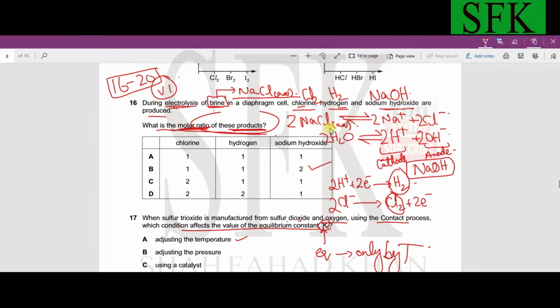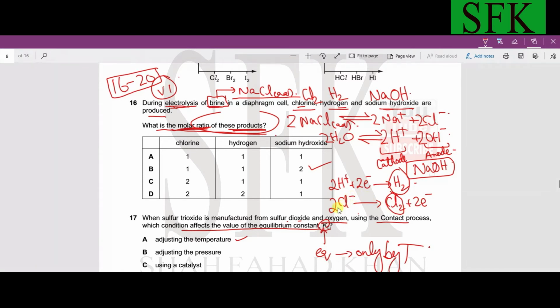First of all, if we start from NaCl alone, NaCl will dissociate to form sodium and chloride ions. Just ignore the twos for a bit. Water present there will dissociate to give H+ and OH- ions. These two cations will go to the cathode, and these two anions will go to the anode. At the cathode, hydrogen is produced, so H+ will gain two electrons to form hydrogen gas. At the anode, chlorine gas is produced, so two chloride ions will lose two electrons to form chlorine gas.